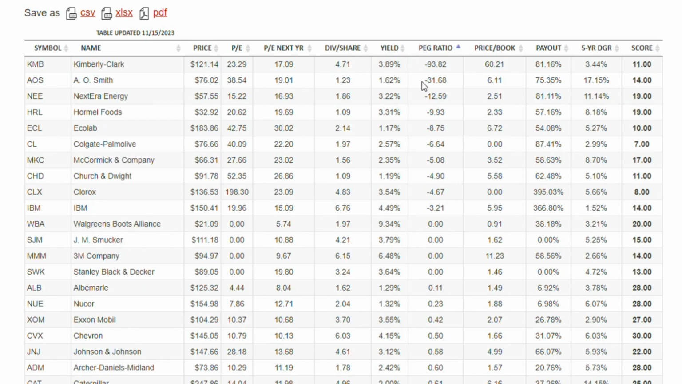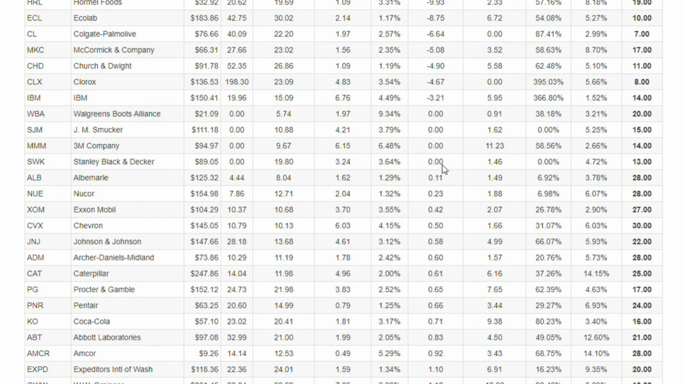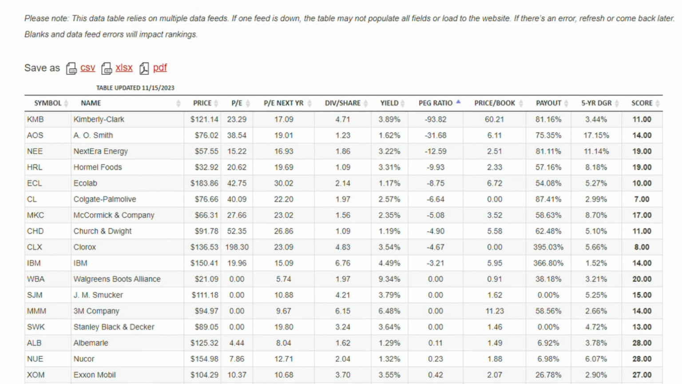Now, I want to point out that if you see any numbers that look out of whack, like this negative 93 PEG ratio, or when you see zeros for any of these fields, the zero may indicate that the data didn't load properly, or that the data provider's data just isn't accurate at the time. So anytime there's inaccuracies or blanks or something that seems wonky, I'll put a 0 in there, and the 0 counts as 0 points in the score.